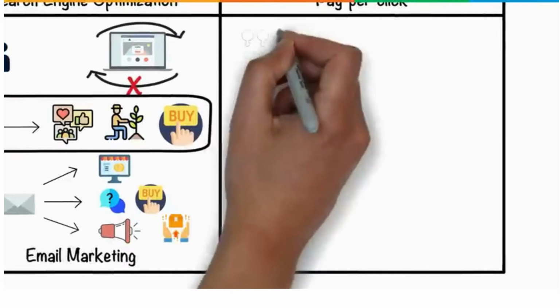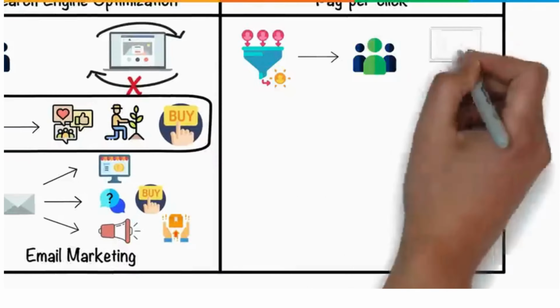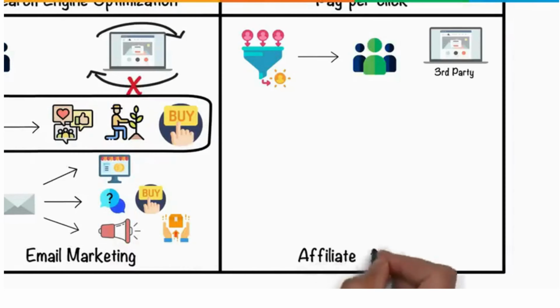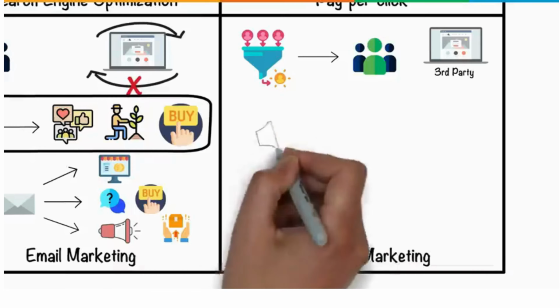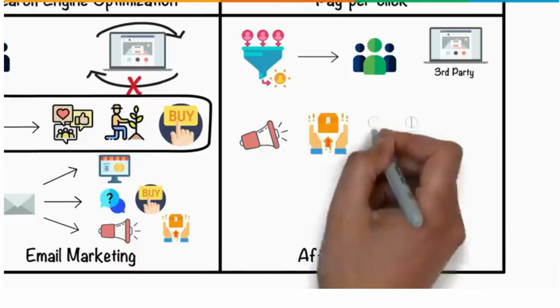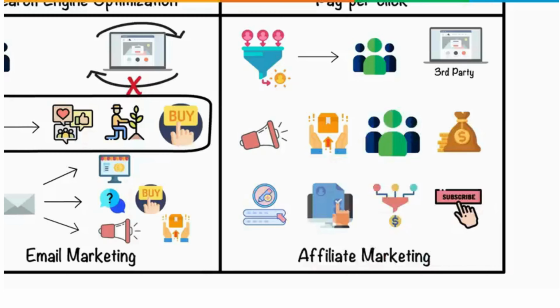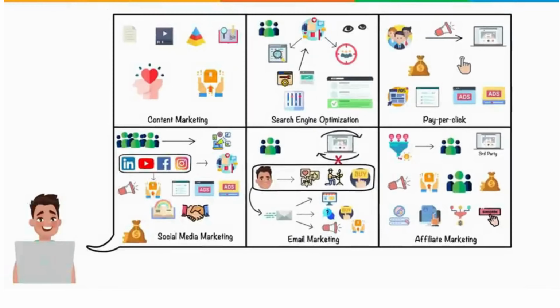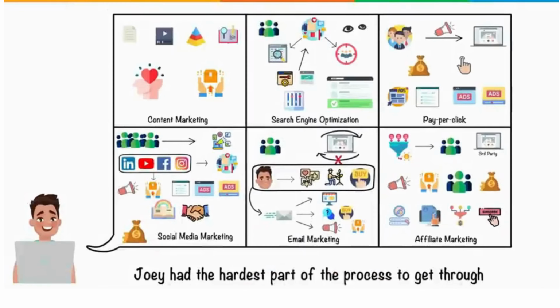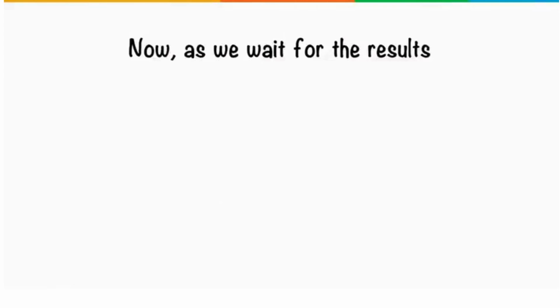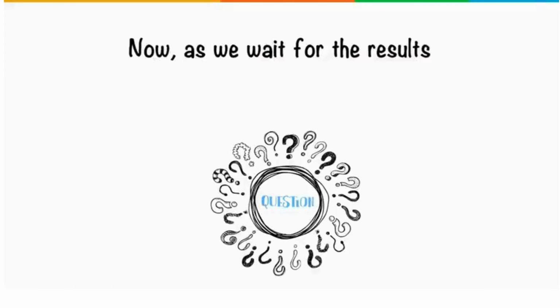And finally, although Joey was able to grow the brand's funnel, he wanted more traffic from third-party websites. This could be achieved with affiliate marketing. Affiliates would promote the brand or product to their audiences for a fee with the help of email signups, registrations, conversions, subscriptions, etc. After setting all of this up, Joey had the hardest part of the process to get through: the wait.